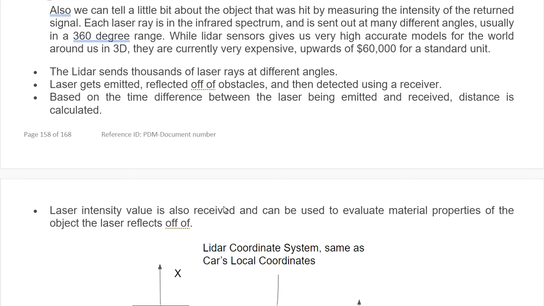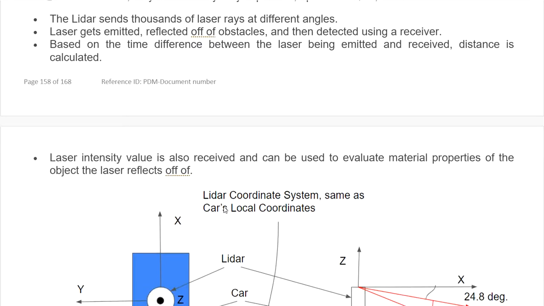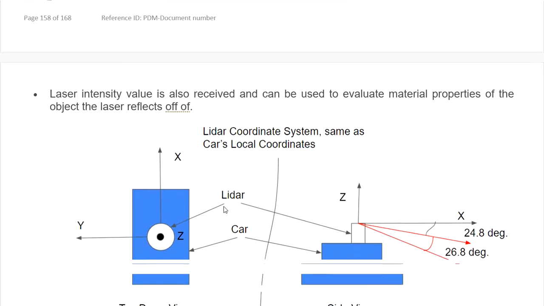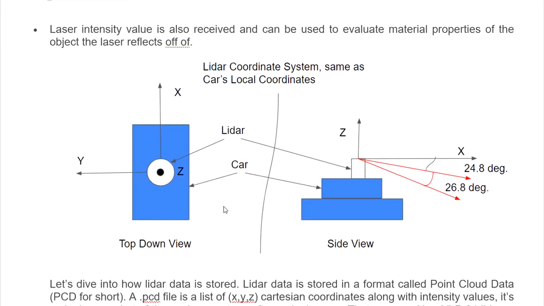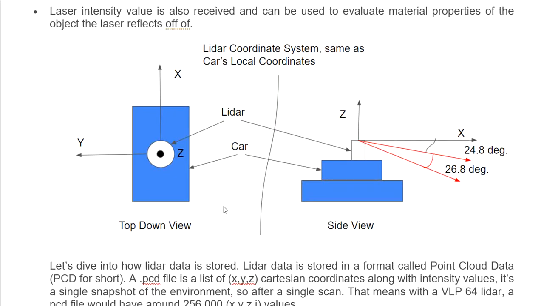So LiDAR sends thousands of laser rays, remember that, at different angles. The laser gets emitted, reflects off the obstacle, and is then detected using the receiver. Based on the time difference between the laser emitted and received, the distance is calculated. The laser intensity value received can be used to evaluate the material property of the object the laser reflects off.